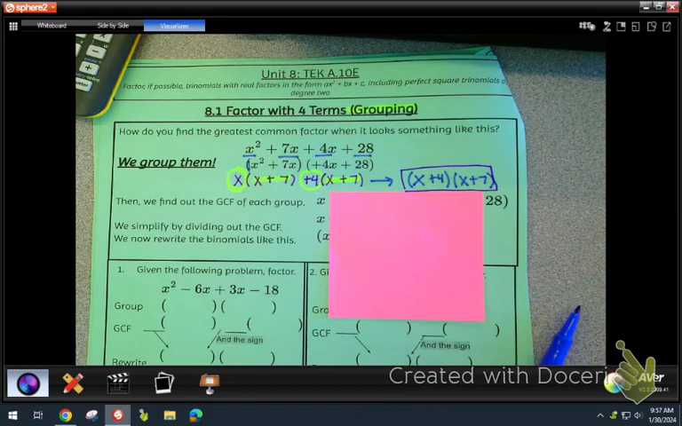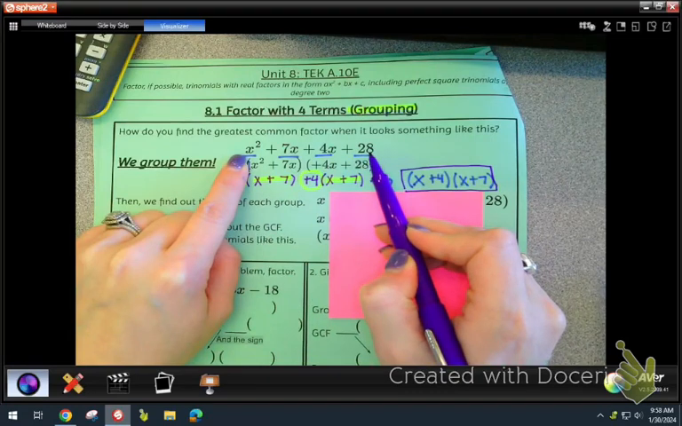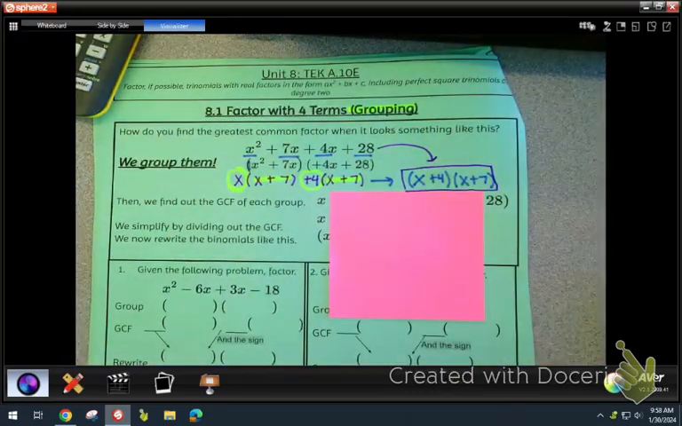Okay? So here's what I want to show you. We started with no parentheses for terms. How did we finish? We started and we finished. What did we finish as? What times what?